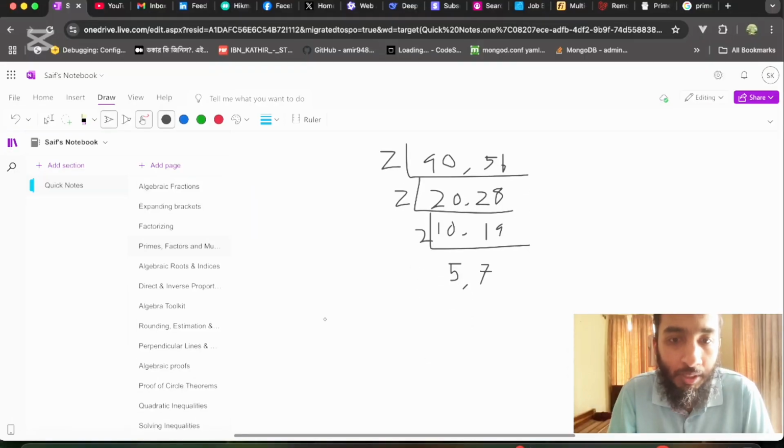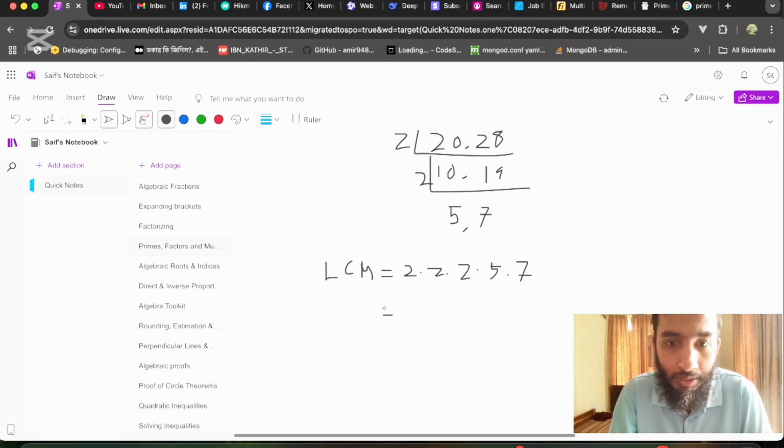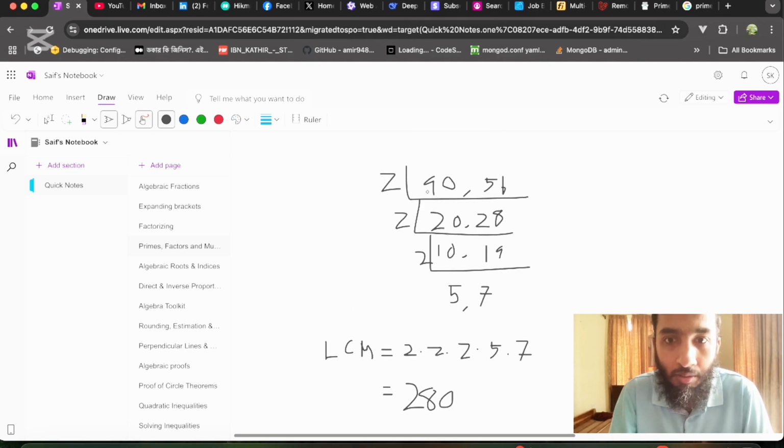So 40 and 56 have 2 three times, and then 5 and 7. So the lowest common multiple of these two numbers would be 2 multiplied by 2 multiplied by 2 multiplied by 5 multiplied by 7. So it would be 8 multiplied by 5 is 40, multiplied by 7 is 280. So 280 is the lowest common multiple of 40 and 56.